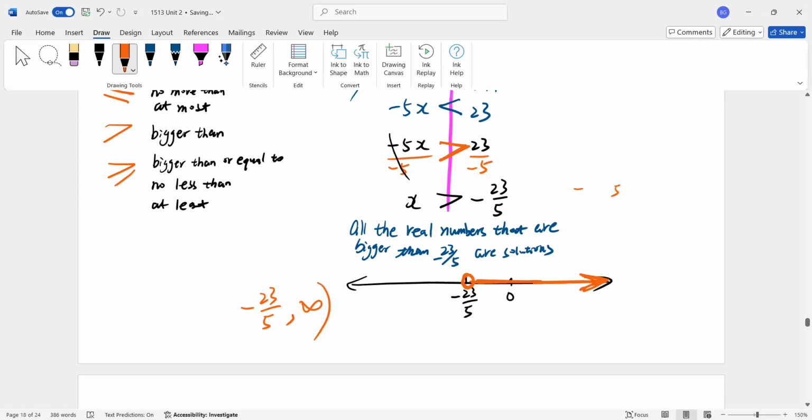And for the left endpoint, the reason we also use parentheses is because we have a circle here, because the inequality symbol does not have the bar under. So we use parentheses to indicate negative 23/5 itself is not a solution. In the case, of course not this problem, we have bigger than or equal to, then you need a bracket to indicate the left endpoint is a solution.